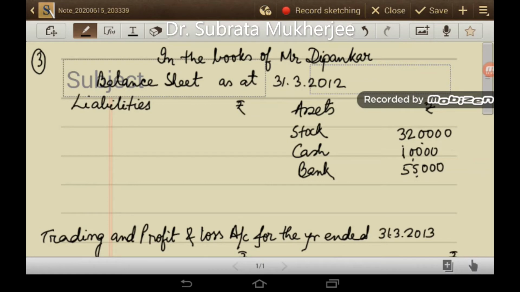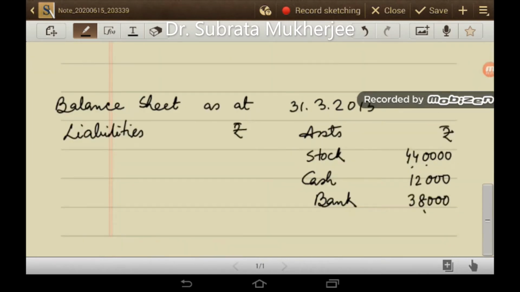So opening cash balance 10,000 and bank balance 55,000 I have posted in the opening balance sheet, that is balance sheet as on 31st March 2012. And the closing cash and bank balance I have posted in the closing balance sheet, that is balance sheet as at 31st March 2013, cash 12,000, bank 38,000.